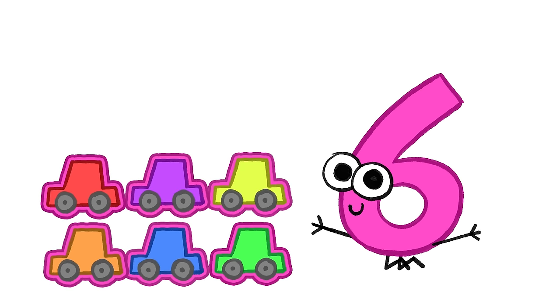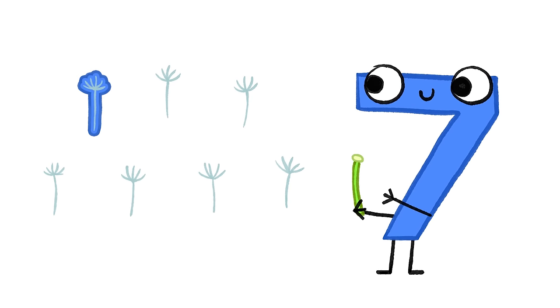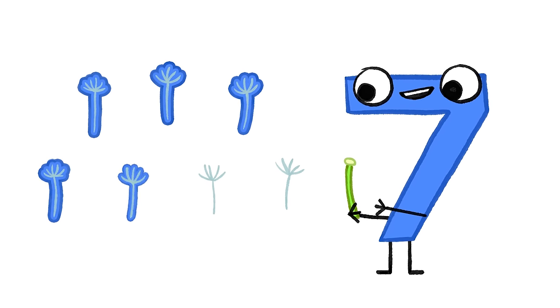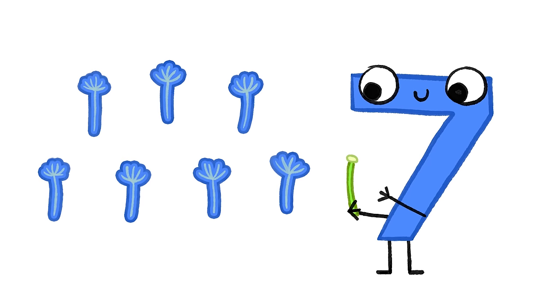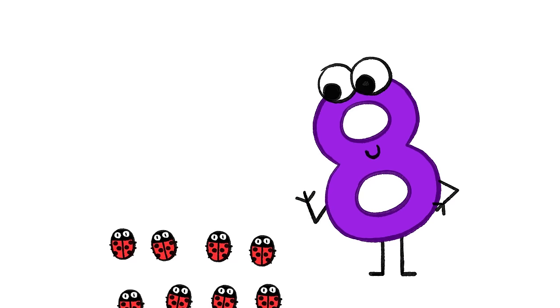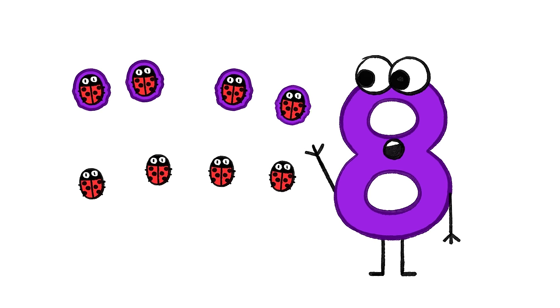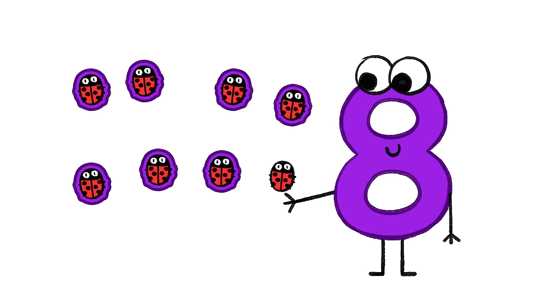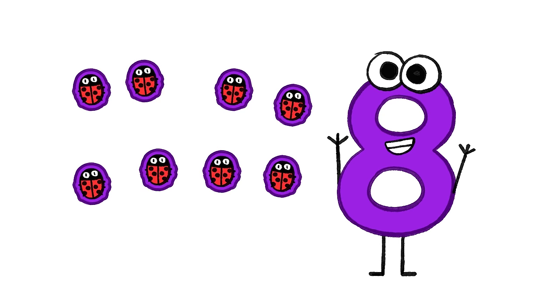1, 2, 3, 4, 5, 6. 6 cars. 1, 2, 3, 4, 5, 6, 7. 7 dandelion seeds. 1, 2, 3, 4, 5, 6, 7, 8. 8 ladybugs.